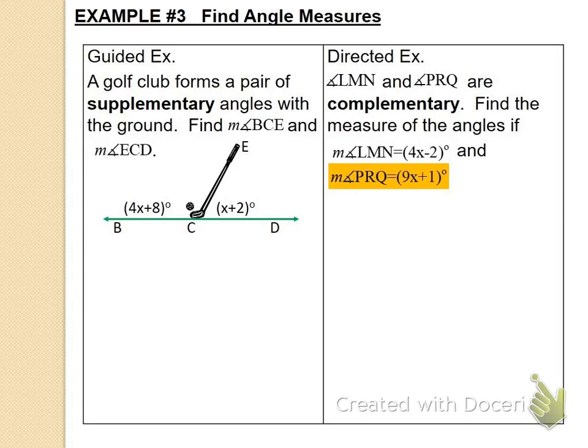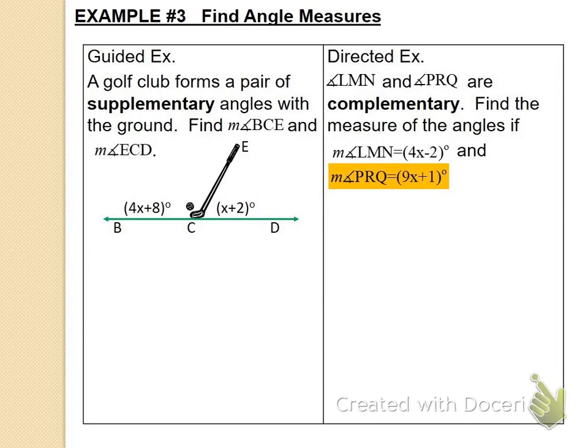Some more things that we can take a look at. If you're a golf fan, right? When you take the club and you address the ball, you put the club on the ground. The club's going to make a couple supplementary angles with the ground, right? You see it here. They're supplementary, and when you set these up, they form this straight angle, angle BCD. Right? So, if we have those expressions in there for those angles, we need to find x so that we can find the measure of angle ECD and BCE.